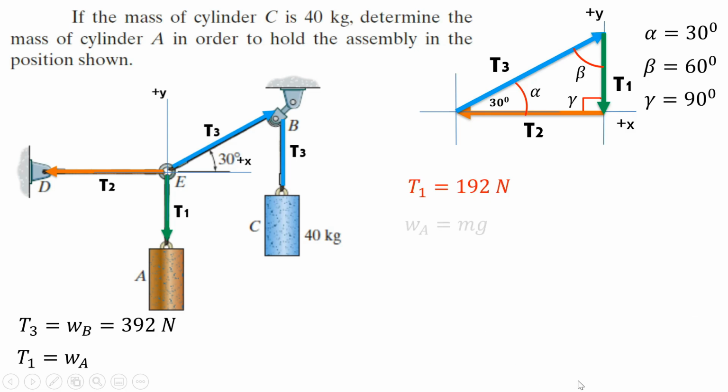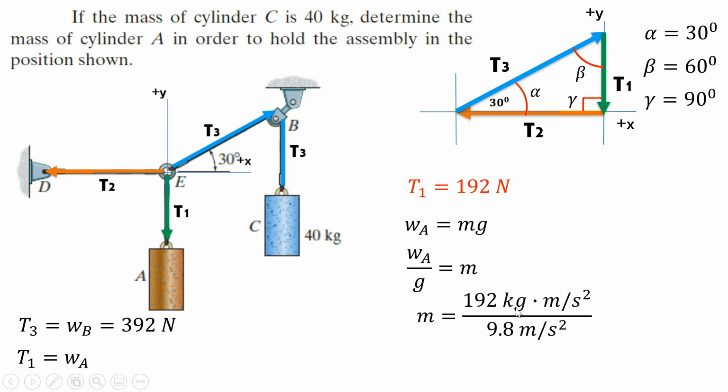So therefore, we will use WA is equal to mg. So that is mass times acceleration due to gravity. And we will derive this one. So it will be mass is equal to weight of A over g. So that is 192 kilogram meter per second squared divided by 9.8 meter per second squared.